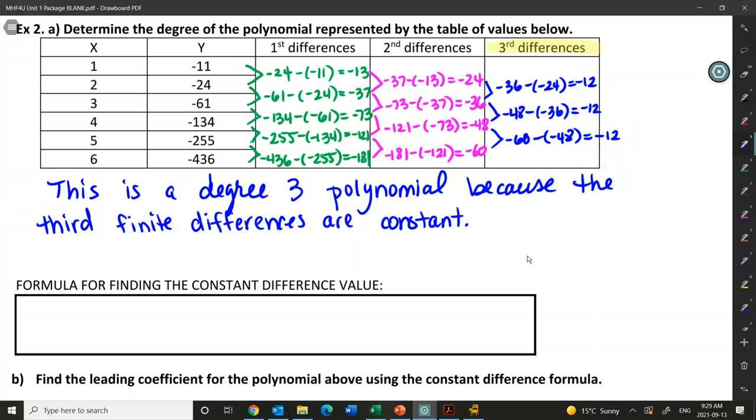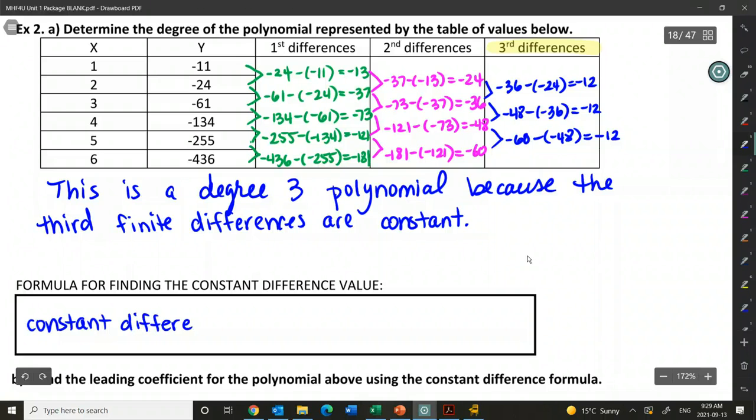So if I have the constant difference value, I can find other information. The constant difference value is equal to degree factorial, we'll talk about that in a second, times the leading coefficient.